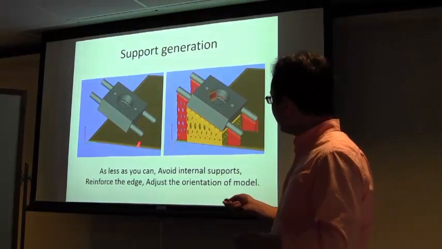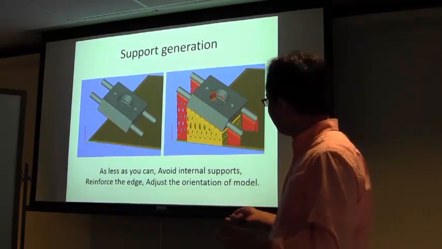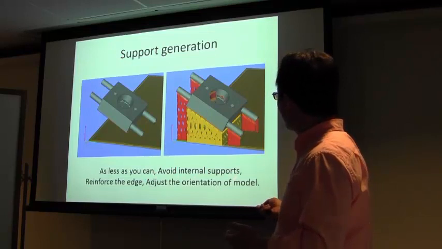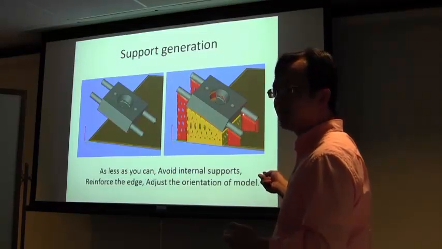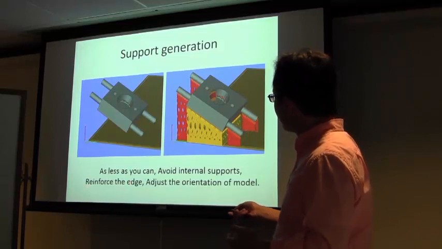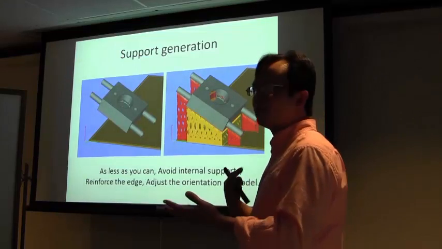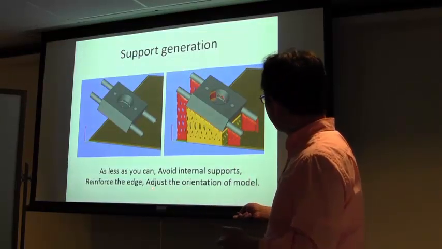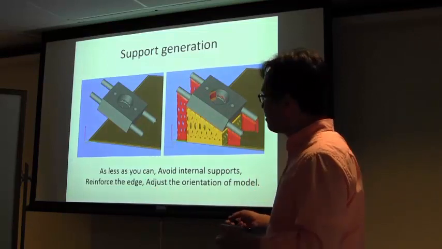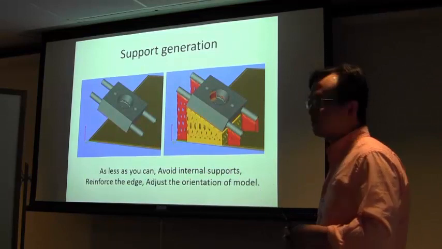So the rule is you build as little support as you can, because you have to remove it. The second, avoid internal support, because you cannot reach it inside with the tweezers or something like that. Also reinforce the edge, because the edge is the place that bears the most force. And you adjust the orientation of the models, which sometimes can help you reduce the support. So there are some rules you can think about.